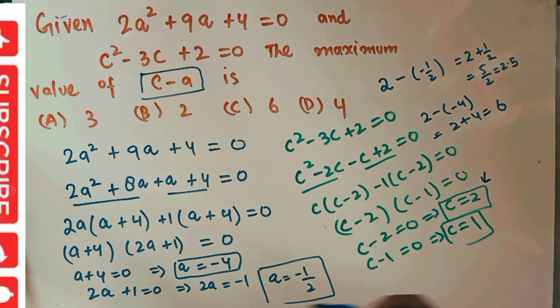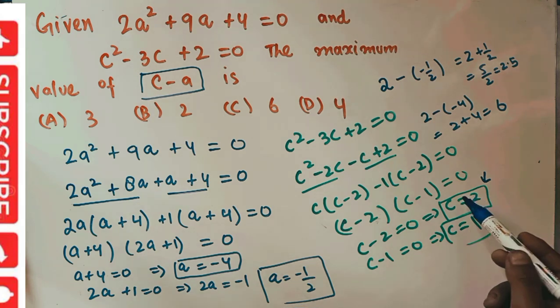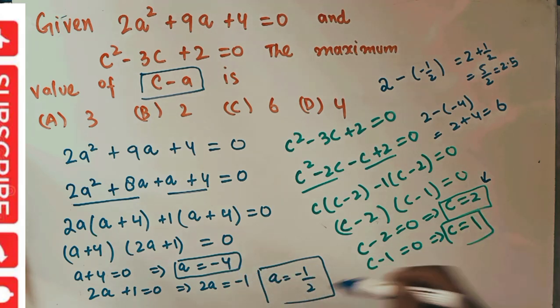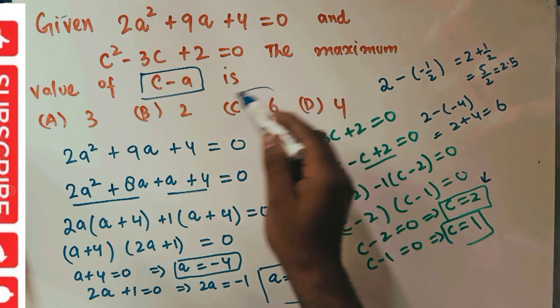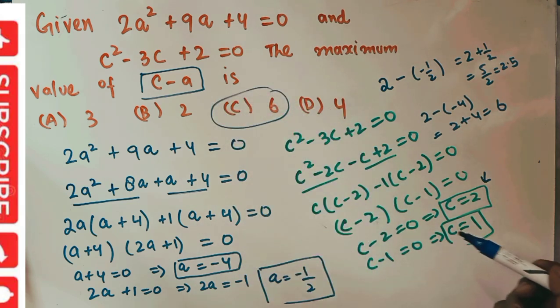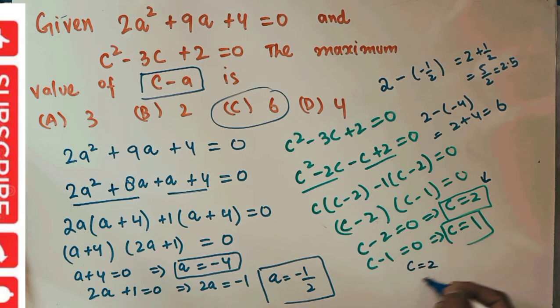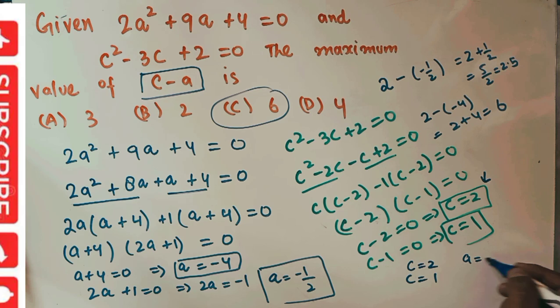Obviously it implies we should take the maximum from the c's and minimum from the a's to get the maximum value of c - a. That means the maximum value of c - a should be equal to 6. Remember what we have done here. We got two values for c, that is c = 2 and c = 1, and for a we got two values, a = -4 and a = -1/2.